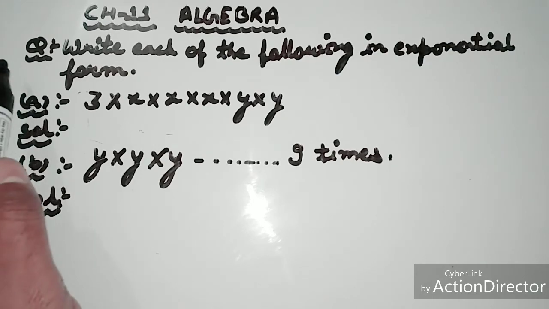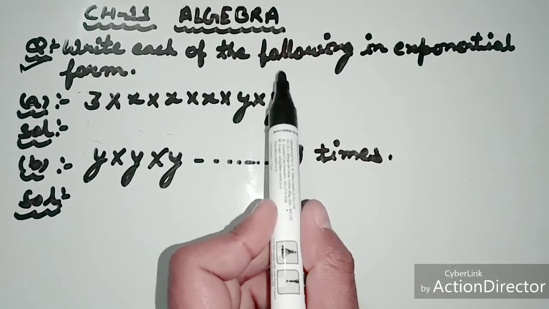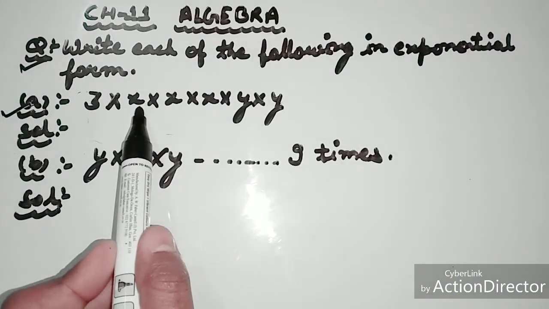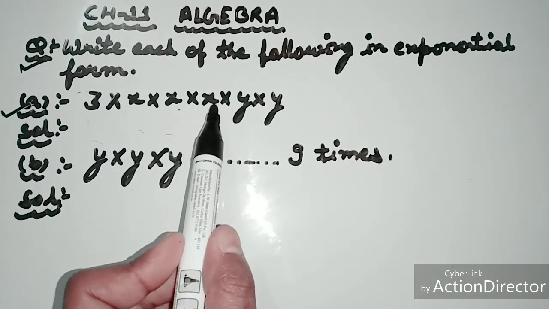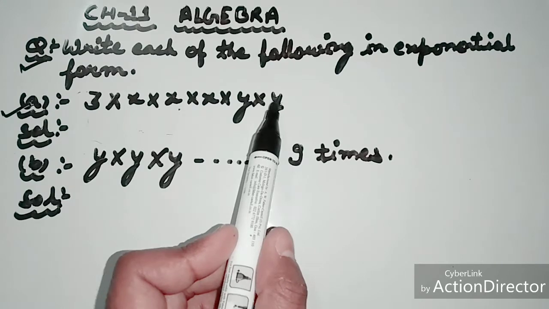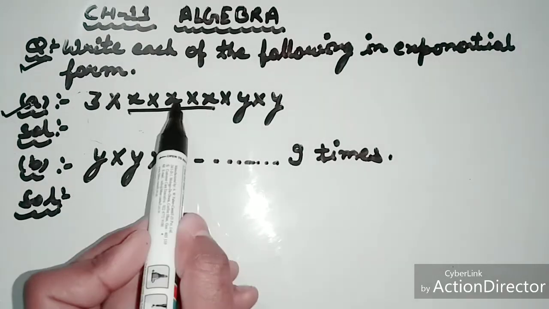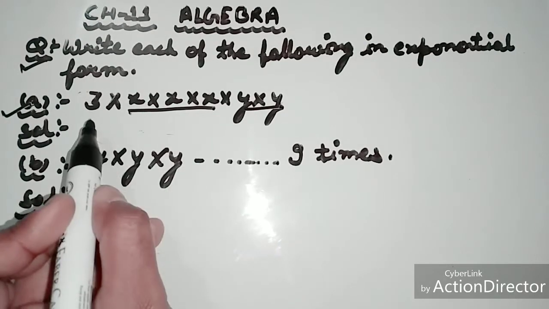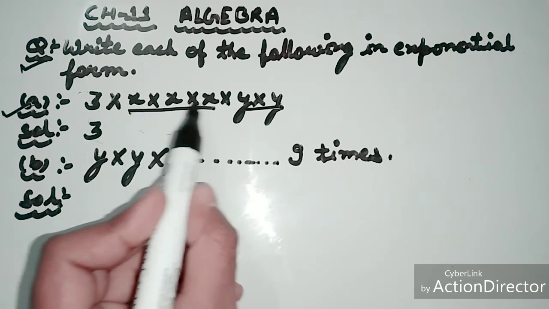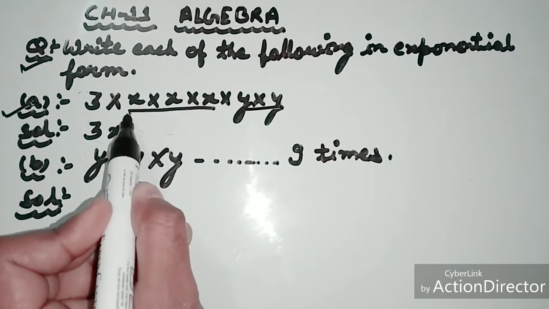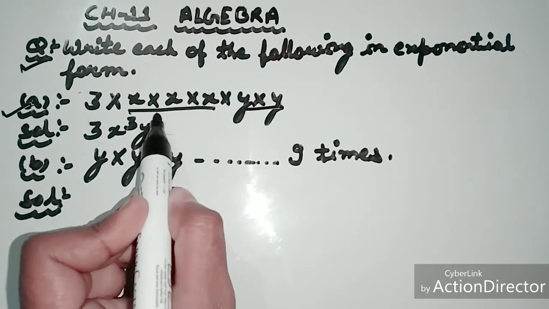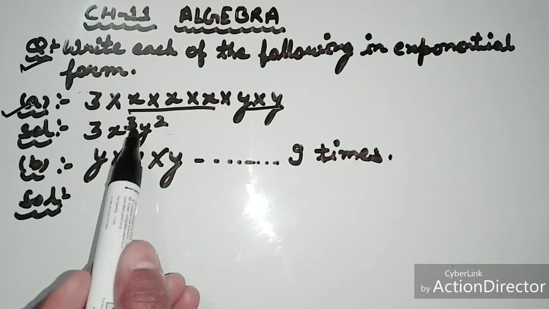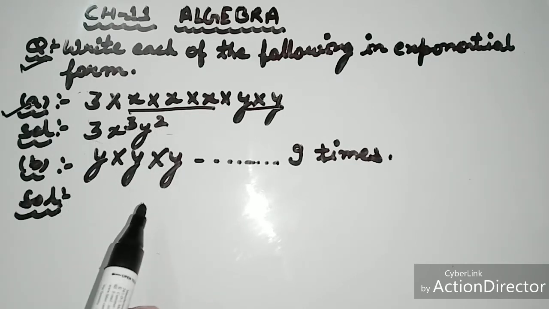Now in the question, write each of the following in exponential form. Example number A, 3 multiplied by x multiplied by x multiplied by x multiplied by y multiplied by y. Here x is multiplied 3 times, y is multiplied 2 times. So here we write 3x to the power 3 and y to the power 2. So here we get our product in exponential form 3x to the power 3 and y to the power 2.